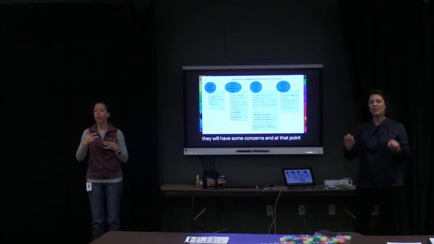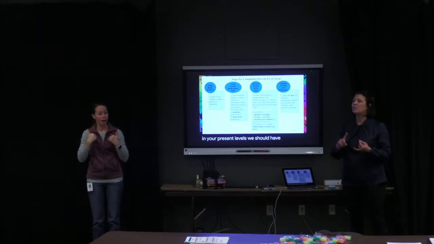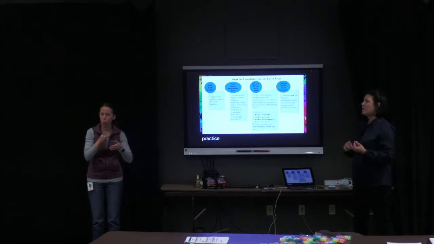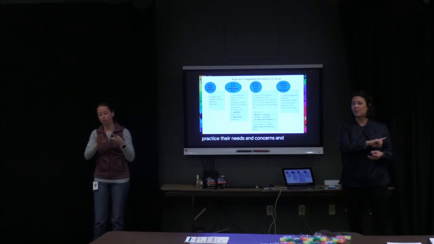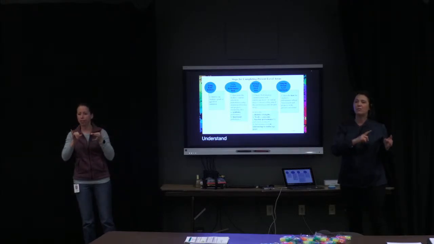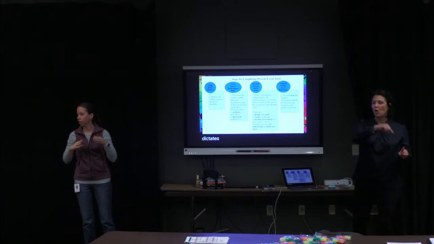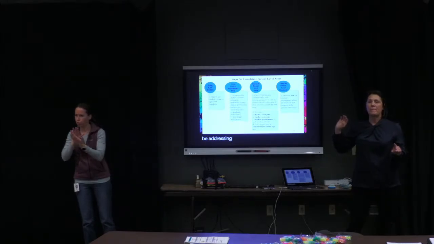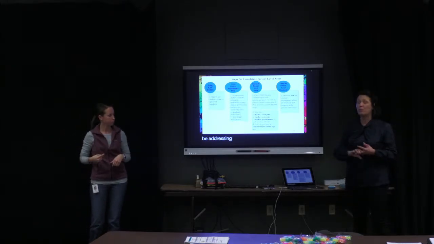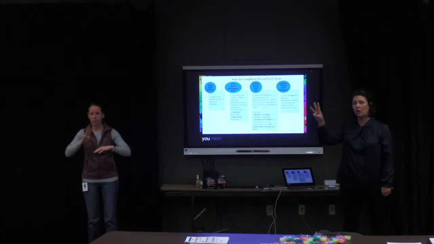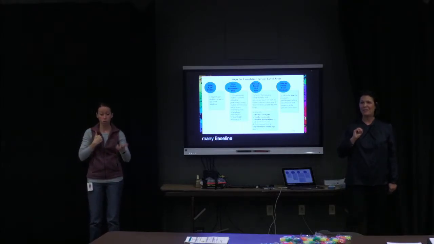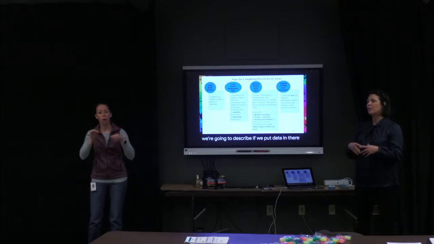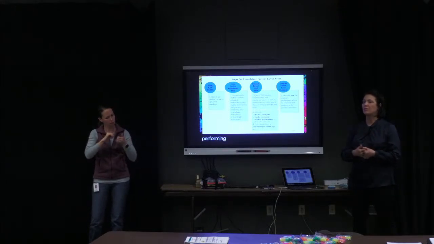And at that point, in your present levels, we should have a description of that student's relative strengths. We'll talk about what that should look like, best practice, their needs and concerns, and Katie brought up the eligibility piece. It's important to understand the eligibility piece because that dictates what areas we should be addressing. And then baseline performance for each goal. So if you have 3 goals, you're going to have how many baselines? 3 baseline statements. And if we put data in there, make sure it's describing how the student is performing compared to their peers.